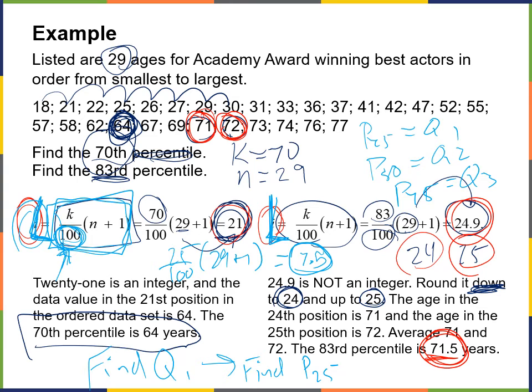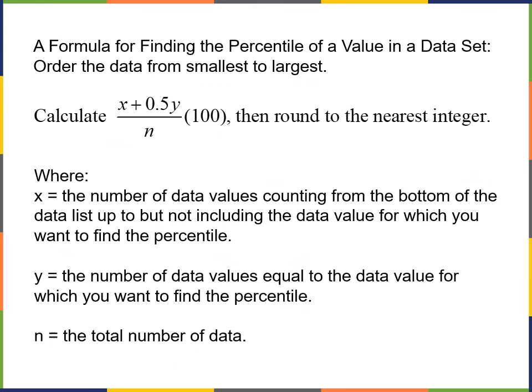Okay, so we're looking at the 7th and the 8th value. 1, 2, 3, 4, 5, 6, 7, 8. So these two values right here, 29 and 30, we're going to average those two, and that'll be our answer. So Q1, which is P25, would be 29.5. Okay? So quartiles are just a version of percentiles when you think about it.